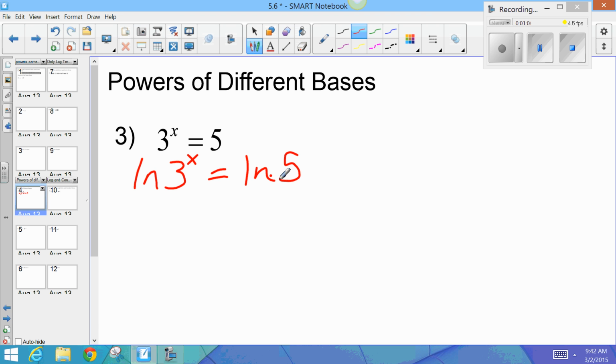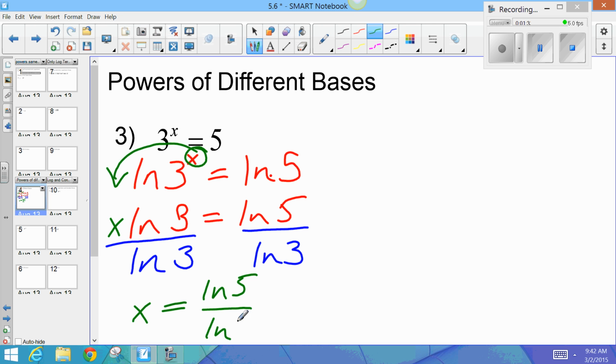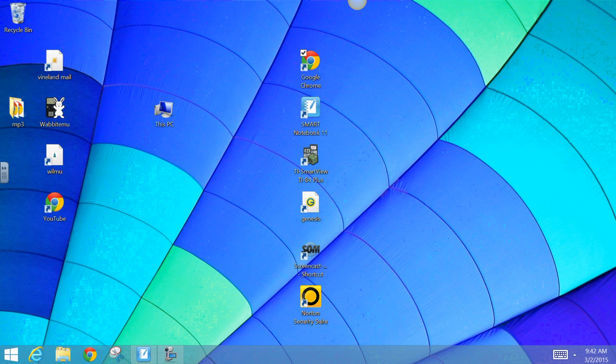I've got the exponent law of logarithms that can take this x and put it up front. So I've got x times the natural log of 3 equals the natural log of 5. And then to get x all by itself, I'm going to divide both sides by the natural log of 3. So x equals the natural log of 5 divided by the natural log of 3. At that point, we're just going to plug it into a calculator.